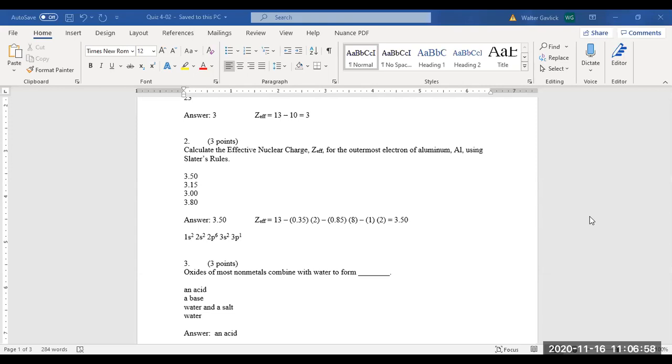Then we look at the n-1 level. In this case, that's principal quantum number 2. We have 8 of those electrons, 2 2s electrons and 6 2p electrons, and we apply that 0.85 factor to that. And then we have 2 electrons for the n-2 level. In this case, that's the 2 electrons in the 1s orbital. We add all those up to calculate our shielding constant using Slater's rules, and we subtract that from 13, and we get a value of 3.5.